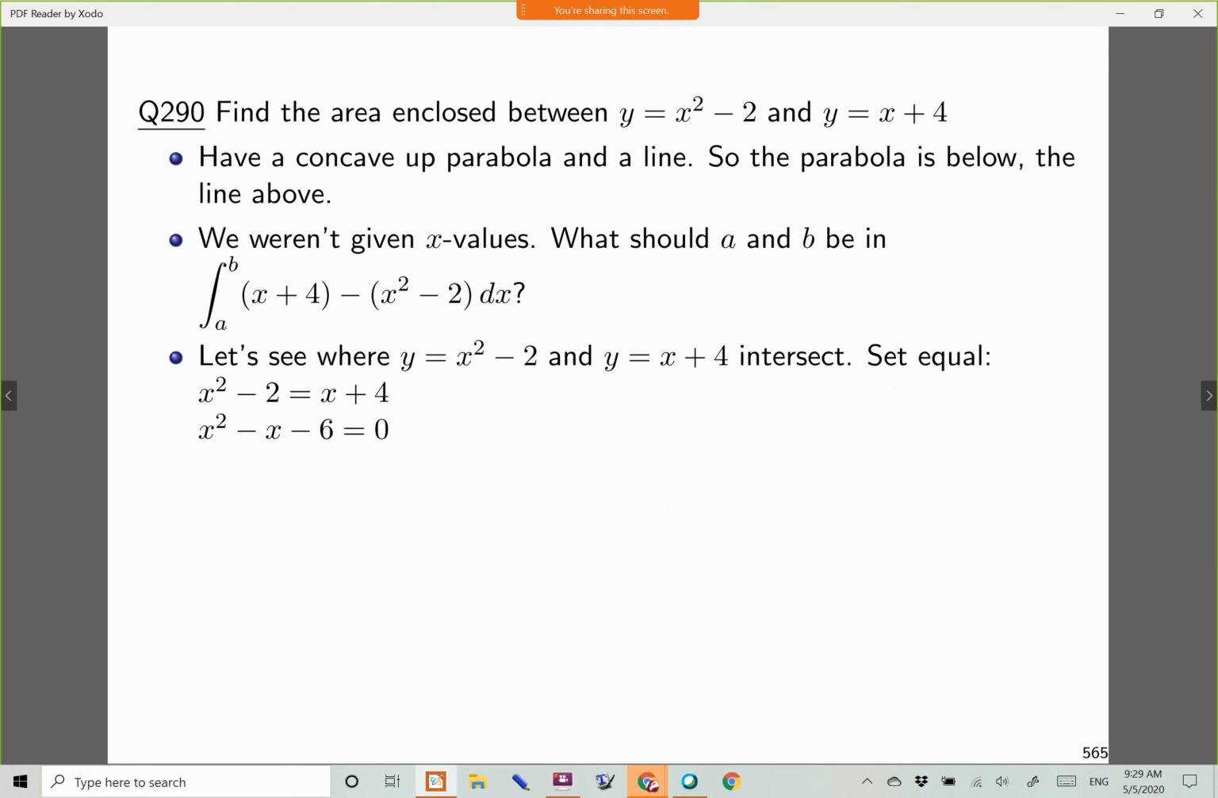So subtract x on both sides, subtract 4 on both sides. Now we have a 0 on one side of this equation. This should factor. It does, right? x minus 3 times x plus 2 equals 0. And because you've got a product equaling 0, you can set each individual factor equal to 0.